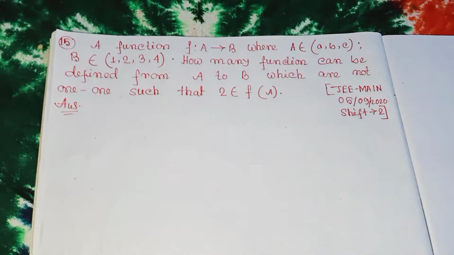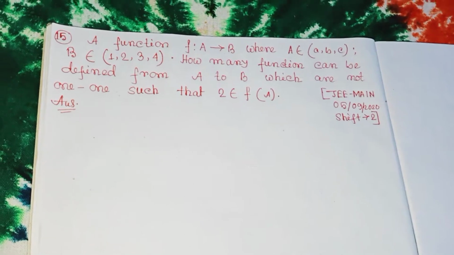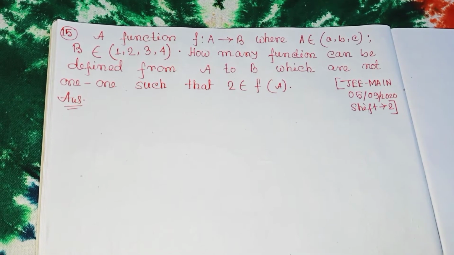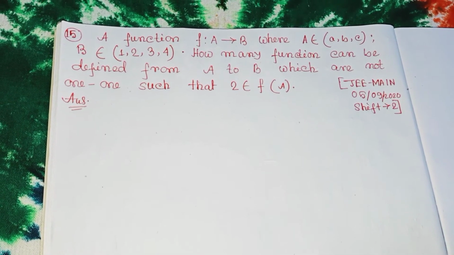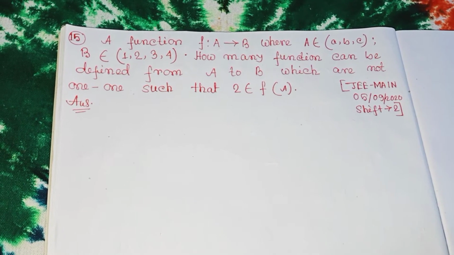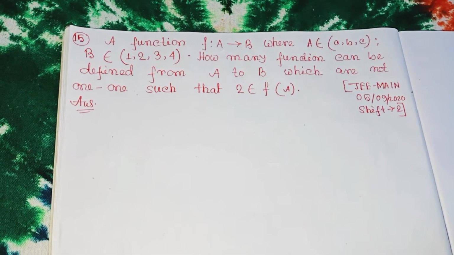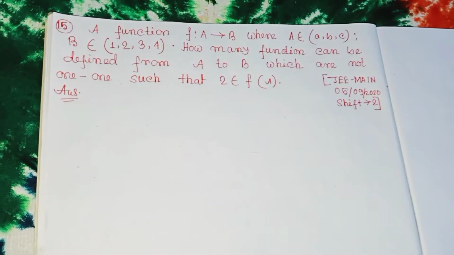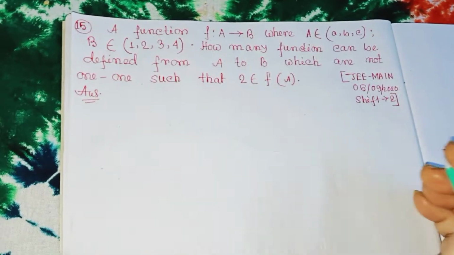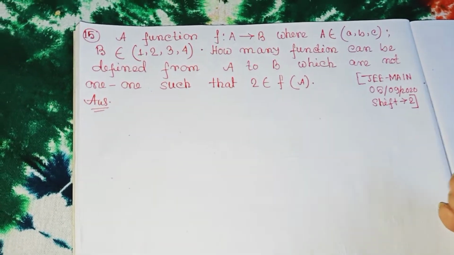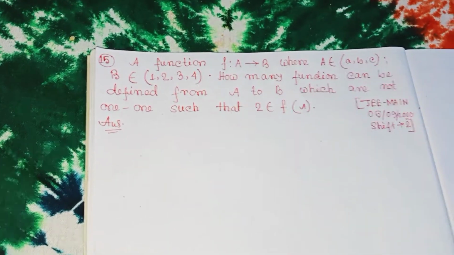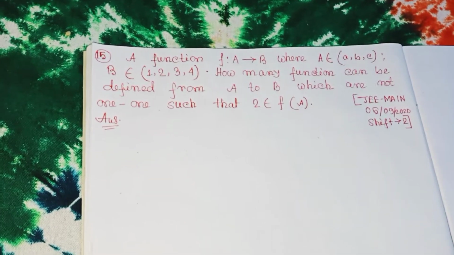Today we solve JEE Main Shift 2, 5th of September 2020 question. Question number 15. A function f maps A to B, where A belongs to {a, b, c} and B belongs to {1, 2, 3, 4}. How many functions can be defined from A to B which are not one to one such that 2 belongs to f of A? This is a question on sets as well as permutation and combination, and it's a memory based question.